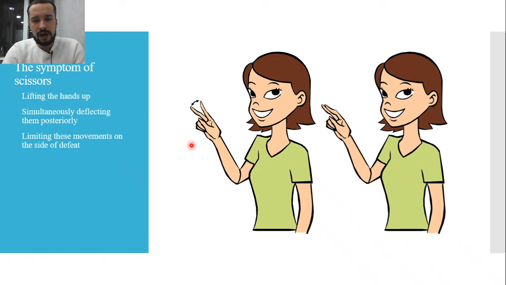When lifting the arms up and simultaneously deflecting them posteriorly, there is a restriction of these movements.